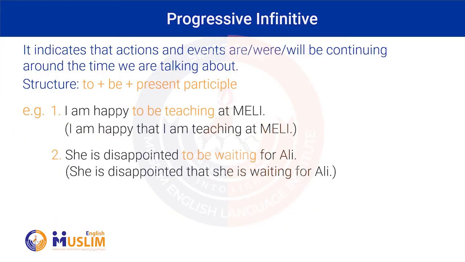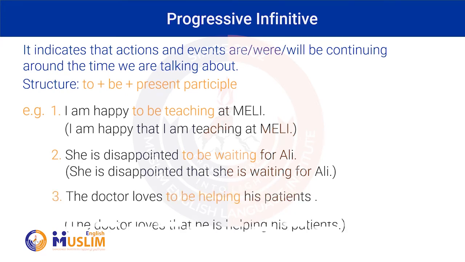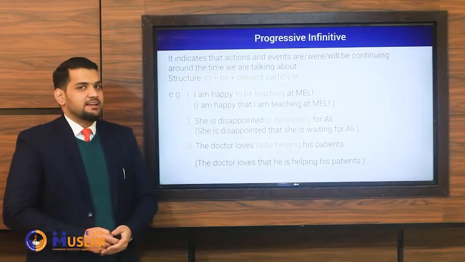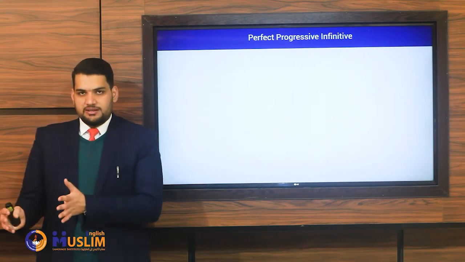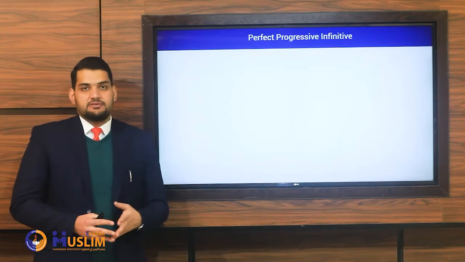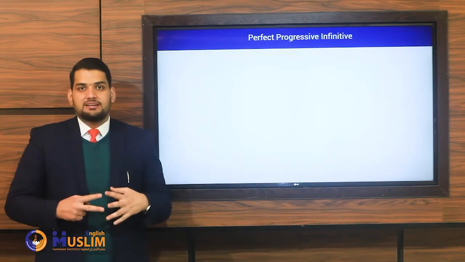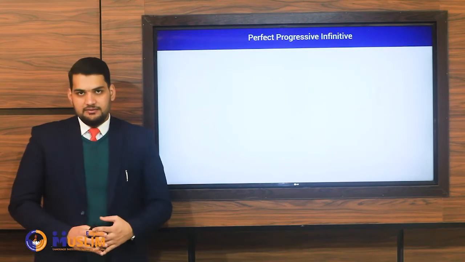Another example, she's disappointed to be waiting for Ali. So this sentence means she's disappointed that she is waiting for Ali now. Another example, the doctor loves to be helping his patients. Means the doctor loves that he is helping his patients. Now, let's talk about the perfect progressive infinitive. So we have talked about progressive infinitive and also perfect infinitive. Let's merge them together. That's perfect progressive infinitive.